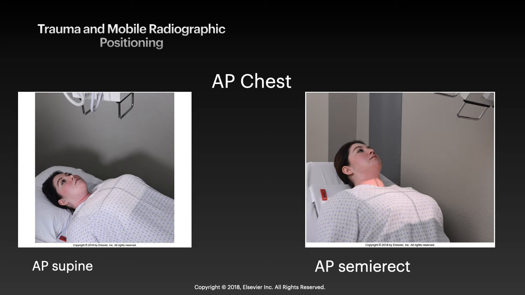Trauma and mobile radiographic positioning. On this slide, you have the AP chest. On the left, you have AP supine patient that obviously cannot sit up, probably due to a trauma. On the right-hand side, you have AP semi-erect. This patient was able to sit up slightly, but not completely, possibly due to trauma. Not all patients have to be done supine or semi-erect when doing them portable. Some of them can actually sit up straight for you.